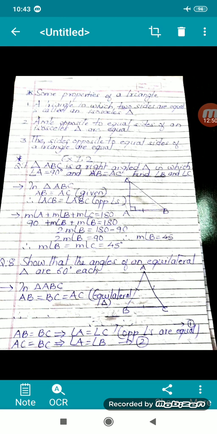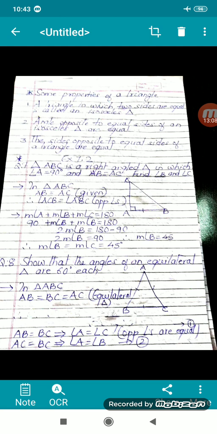So I have written 90 plus 2B is equal to 180. 2 measure angle B is equal to 180 minus 90. So 2 measure angle B is 90. So measure angle B is 45. If B is 45, then C is also 45. This is very easy.